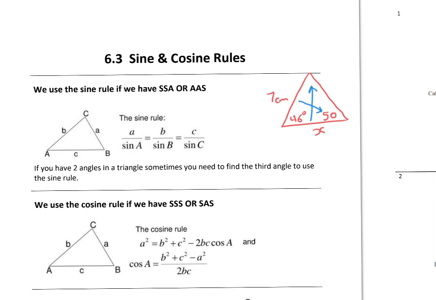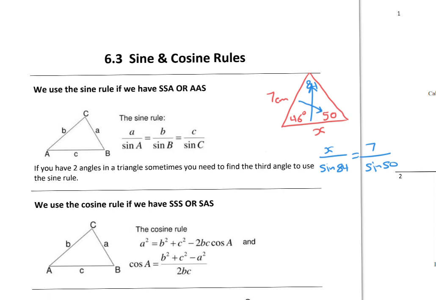So 180 minus 46 plus 50 is 84. So this angle is 84. We need to find this angle first. Then we can apply the rule. So x over sine 84 equals 7 over sine 50. Then cross multiply to find x. So if you have two angles, sometimes you need to find the third angle, but not in all cases. Understood how to use the sine rule?